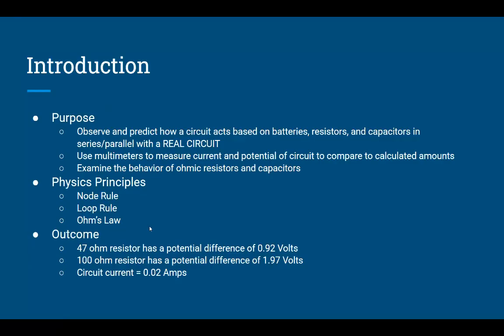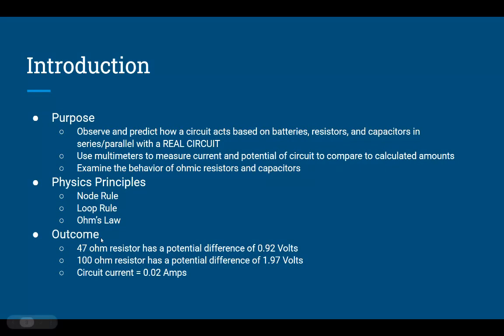and the conclusion. So the introduction for this lab is just, the purpose is that we're going to observe and predict how a circuit acts based on batteries, resistors, and capacitors in series and parallel with a real circuit. And then we're going to use multimeters to measure the current and potential in the circuit and compare to some calculated numbers, and then examine the behavior of ohmic resistors and capacitors.